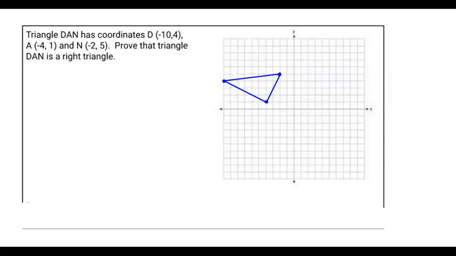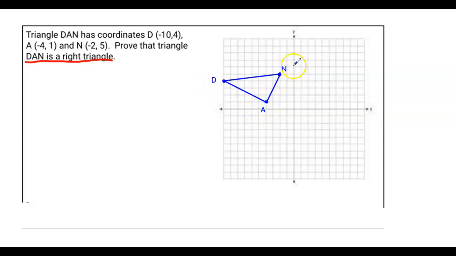labels for the points, because otherwise we're not going to know which two lines we're going to be finding slopes or distances for. In the problem, it says that we're supposed to prove that triangle DAN is a right triangle. We know that right triangles have a right angle within them, and we also know that if the triangle has a right angle within it, that means that two of its sides meet at that right angle, which means that two of its sides must be perpendicular. Since those sides are perpendicular, they have to have the quality that they have negative reciprocal slopes. That's a long way of saying what I'm going to do in order to prove that this triangle is a right triangle is try to figure out what two lines have negative reciprocal slopes.